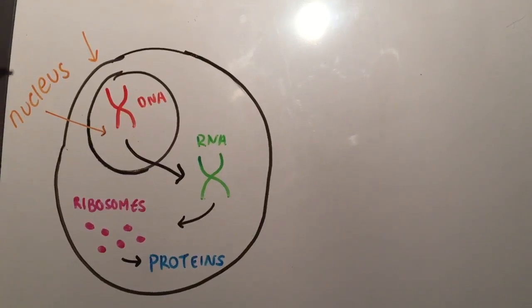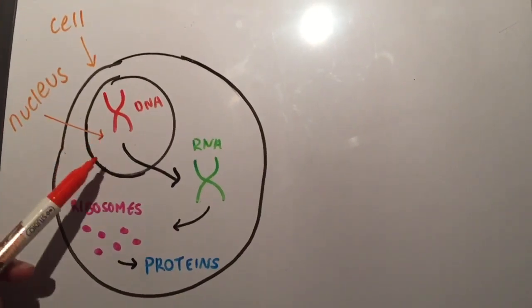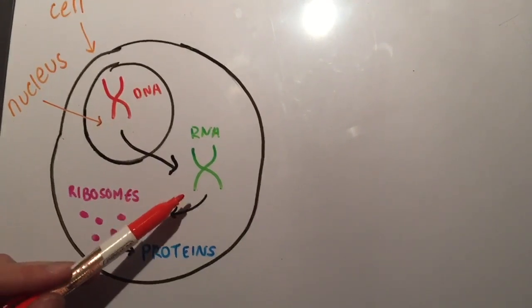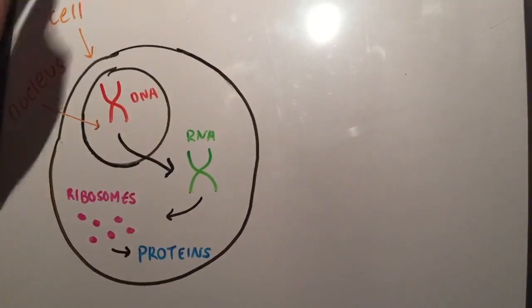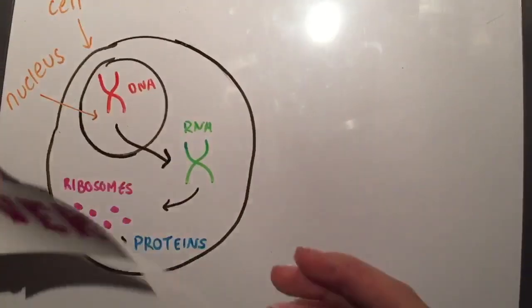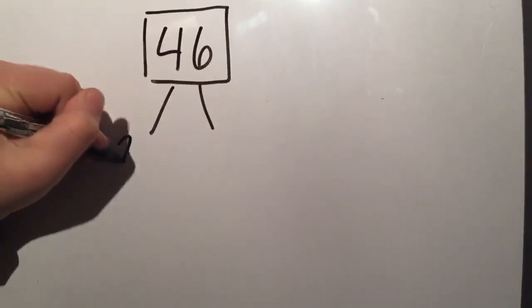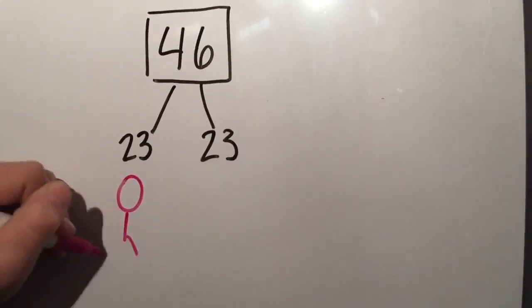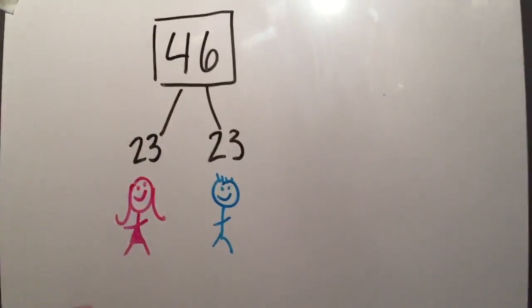Since our DNA is too important to leave the nucleus, it makes a copy of itself, which is called RNA, or ribonucleic acid. The RNA then finds ribosomes, which are molecules that make amino acids based on the RNA's information. Amino acids are the building blocks of protein. So, what does protein do? Everything! In fact, we have 46 chromosomes, 23 being from our mom and 23 being from our father, which means our unique traits and characteristics are inherited from our parents.